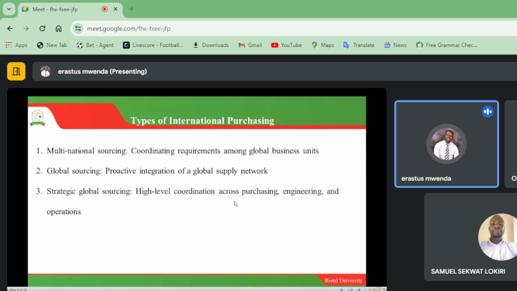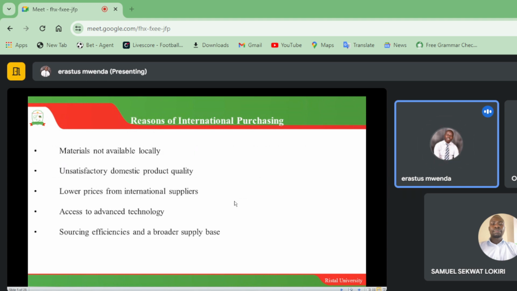So when we talk about strategic global sourcing, that's why we are beginning by calling it also a high level of coordination across purchasing, engineering, and operations. So we ensure a lot of coordination of sourcing activities across all departments within an organization, looking at sourcing our raw materials, looking at sourcing our goods from an external source.